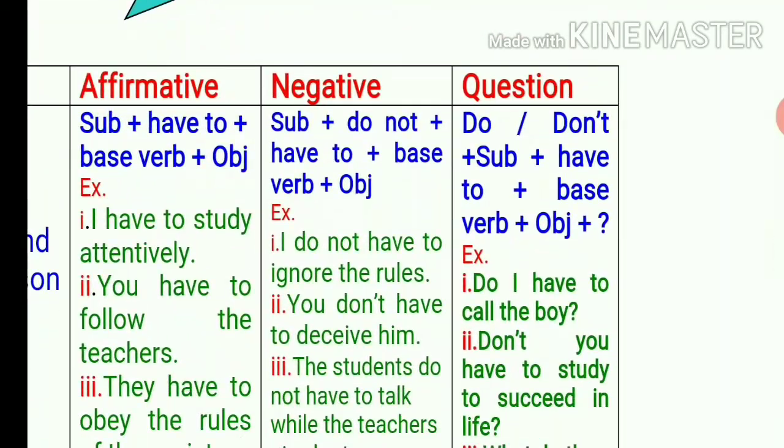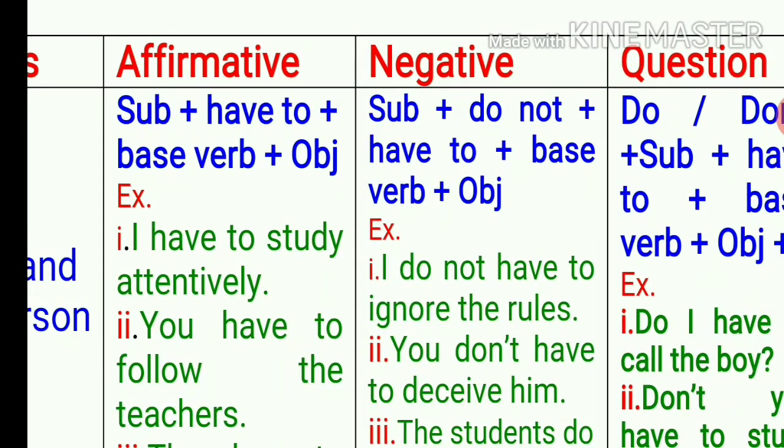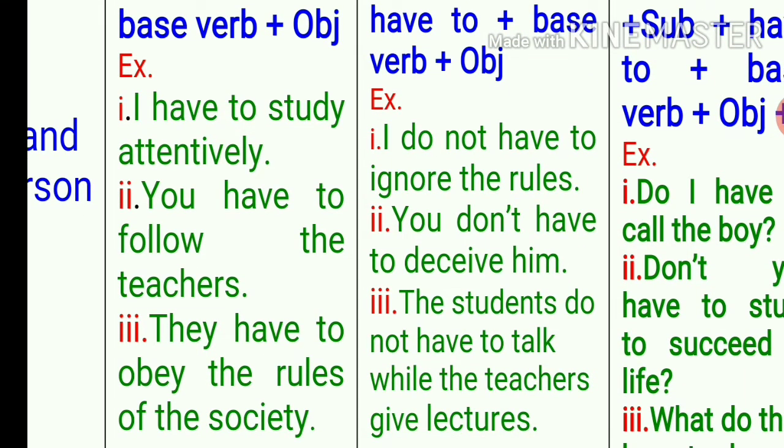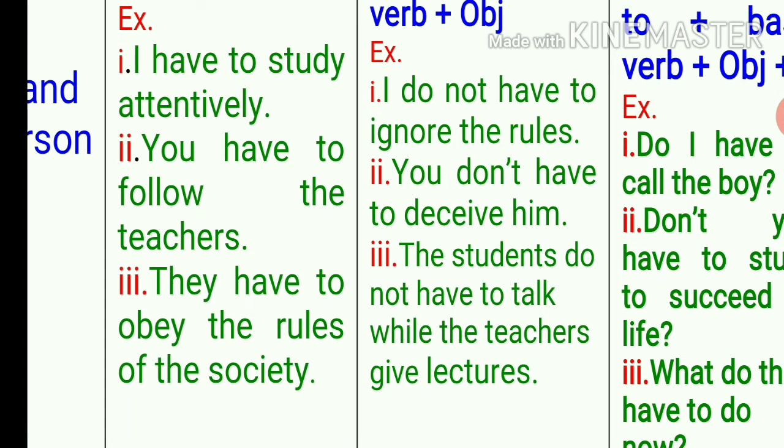Have to, has to may be used in affirmative statements, negative statements, and in questions. Now, in the case of first person, second person, and third person plural subjects, in affirmative statements, the structure of have to, has to is: subject plus have to plus base verb plus object. Examples. The first one, I have to study attentively. The second one, you have to follow the teachers. The third one, they have to obey the rules of the society.